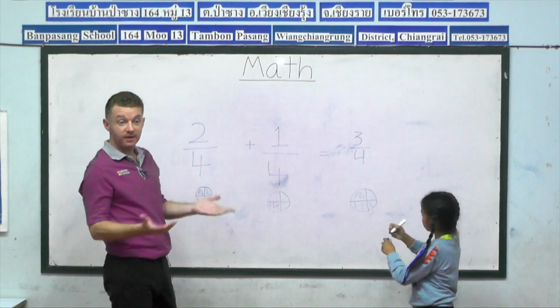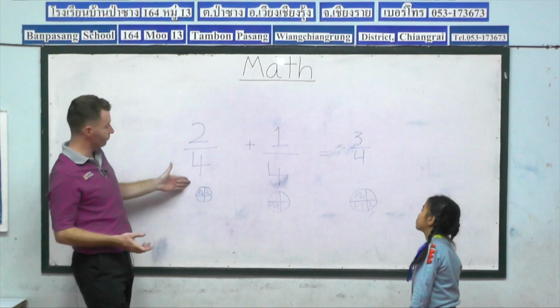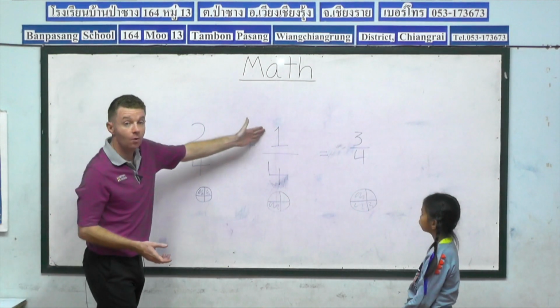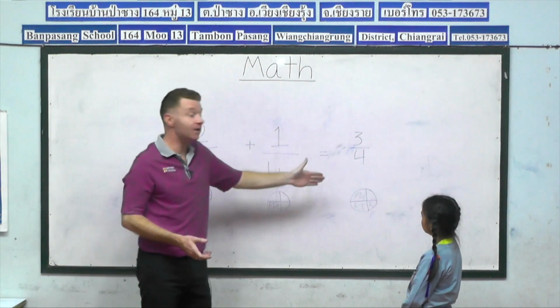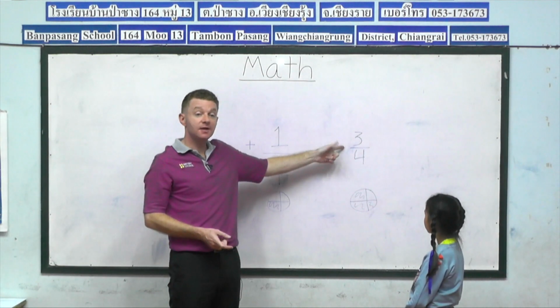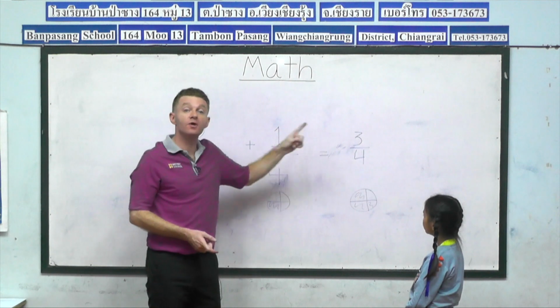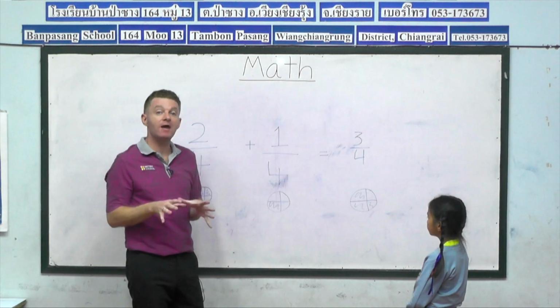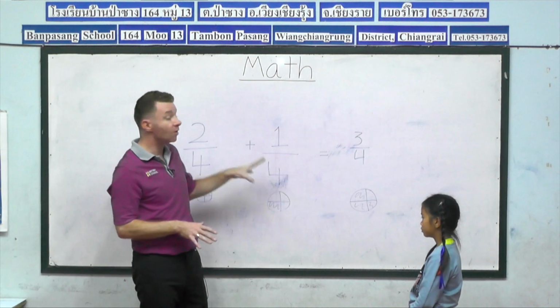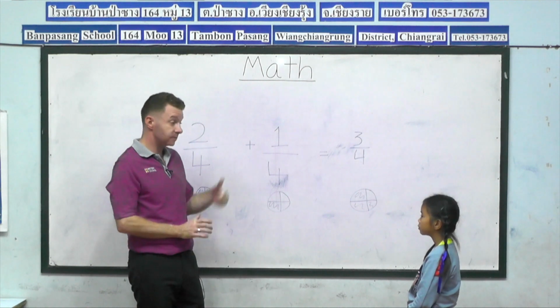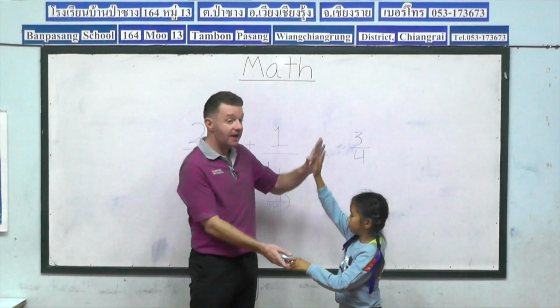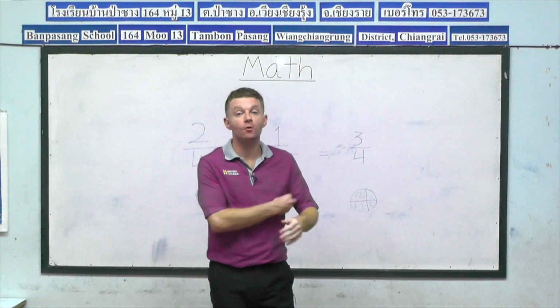Excellent. You see how we can take 2 over 4, and if we add 1 over 4, we get our answer, which is 3 over 4. And that's how we correctly calculate the addition of different fractions. Prau, that was excellent. Very well done. High five and a big round of applause for Prau, please, guys.